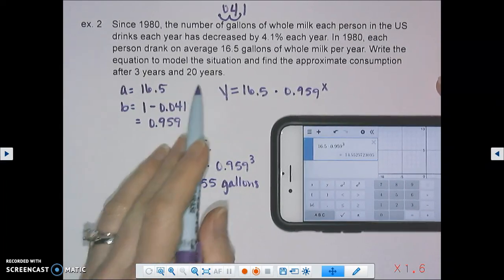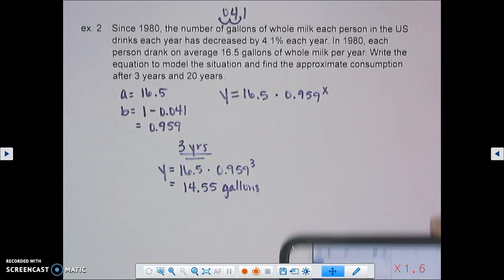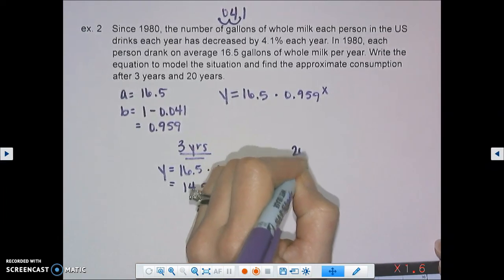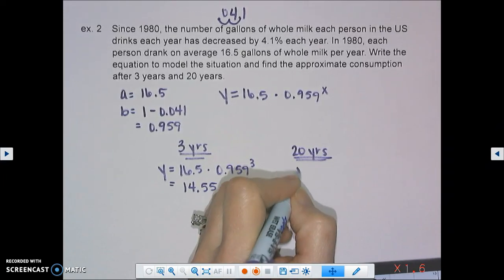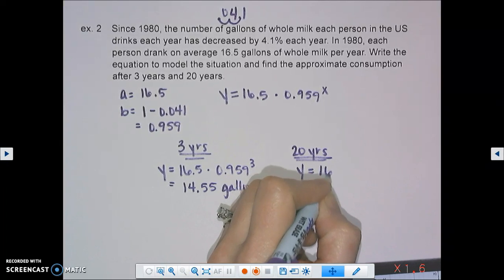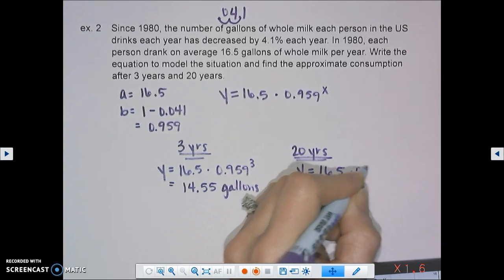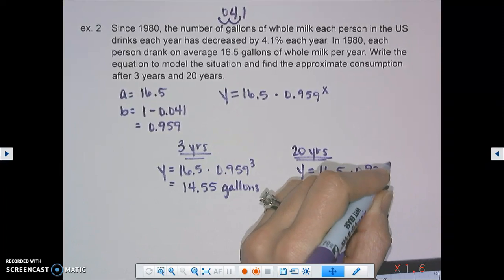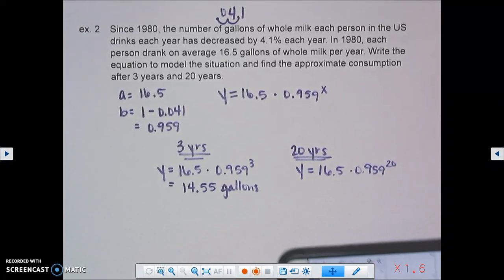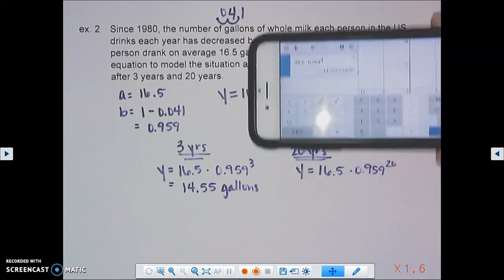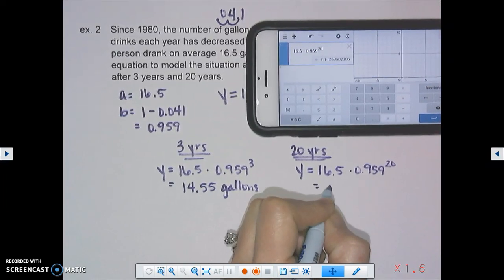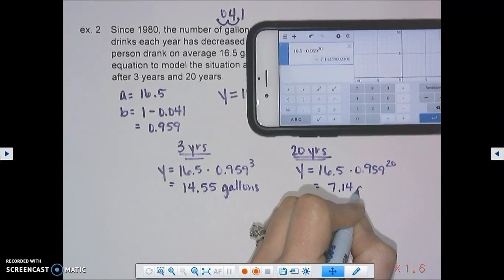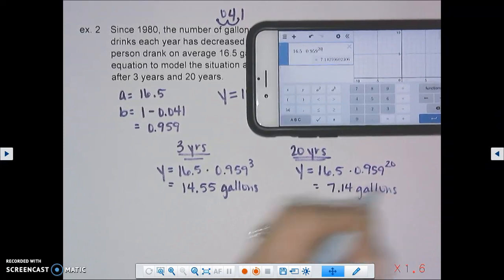It also asks us in the question for what happens after 20 years. And so there, we're going to take that original equation again and plug 20 in for our exponent. So let me bring this back up here. We're going to change that exponent to be 20. And we get 7.14 gallons as our answer.